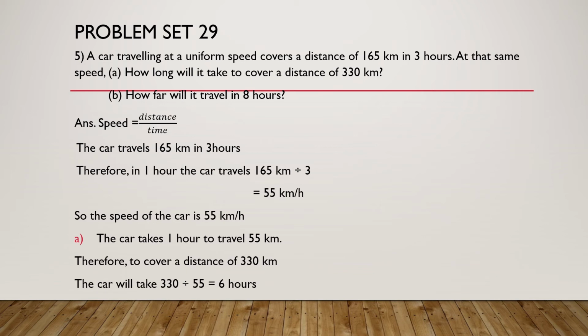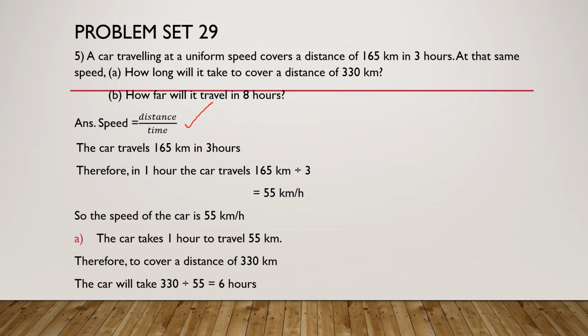That means how much distance it will cover if the car is running for about 8 hours. Okay, the speed is the same. We don't know the speed, so we need to calculate it using this formula: speed is equal to distance upon time. So the car travels 165 kilometers in 3 hours.